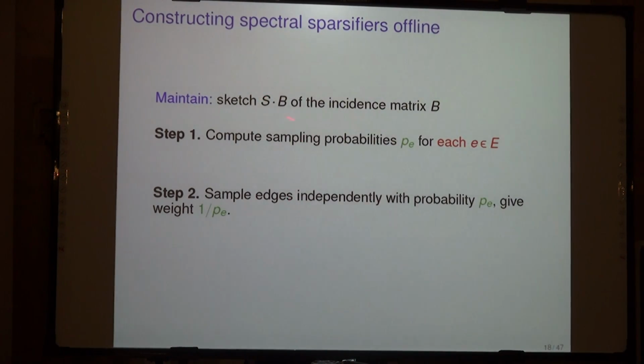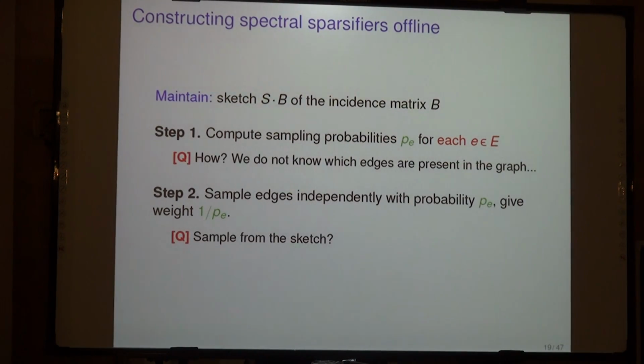First, from this compression of the graph, it seems that we have to compute sampling probabilities, P_E, for each edge in the graph, which is pretty crazy because we don't even know which edges are in the graph. At this point, we compress the graph to an n polylog n size representation, but we don't know which edges are in. And once we somehow manage to compute these P_E's, we are supposed to sample edges independently with probability P_E and upweight them by 1 over P_E, which also seems a little bit crazy because, again, we don't know which edges are in the graph. And this is supposed to be doable from a sketch. Okay, good. So the upshot is that somehow we need to learn how to sample using a sketch.